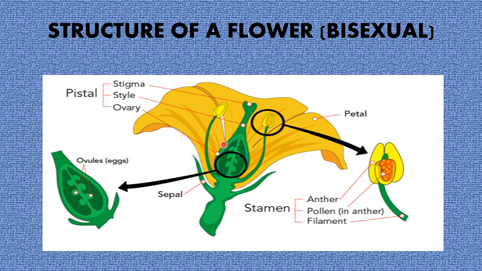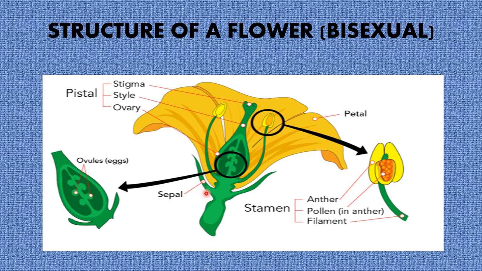Now, we're going to look at the structure of a flower. As you can see, this part of the flower is called the pistil. That's the female part, which contains the stigma, style, and ovary. Within the ovary, you have the eggs or the female gametes called the ovule. The male part of the flower is called the stamen, which contains the anther, the pollen grains, and the filament. Now, we also have the petal, which is the colorful part of the flower, and we have the sepal.